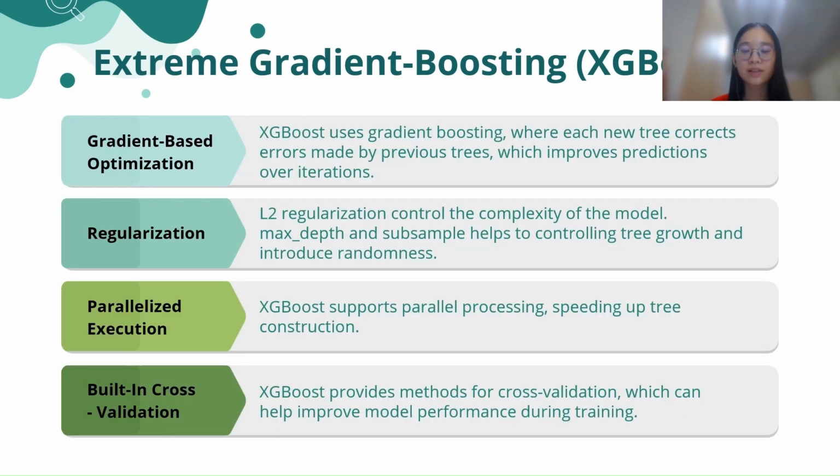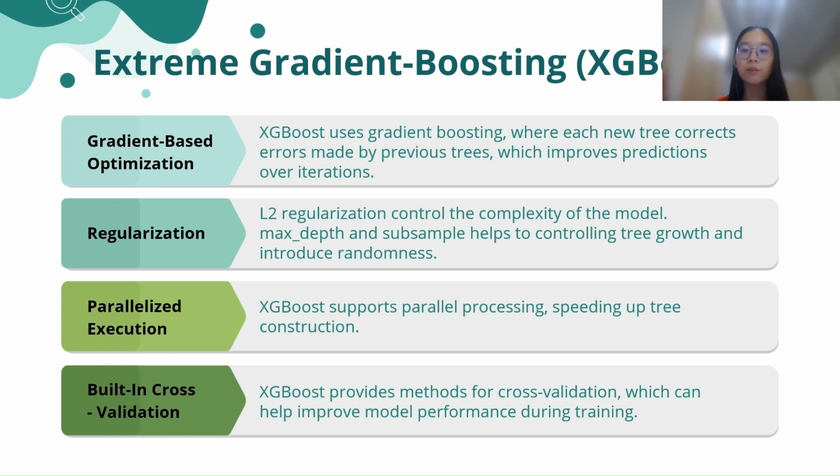Here are some key pointers. XGBoost uses gradient boosting, whereby it is designed to optimize model performance by sequentially improving upon previous runs. L2 regularization is also used to control the complexity of the model, whereas max depth and subsample help to control tree growth and introduce randomness, ensuring that the model generalizes well to unseen data, making it less likely to overfit.